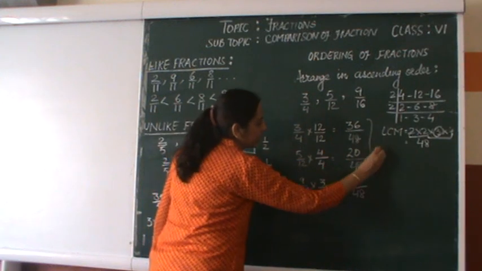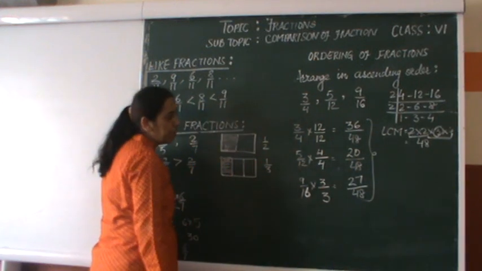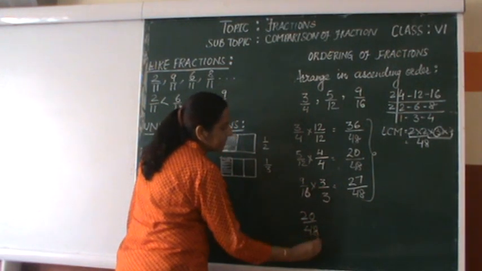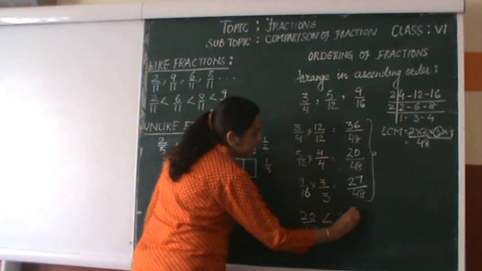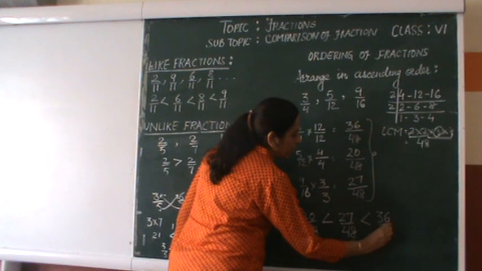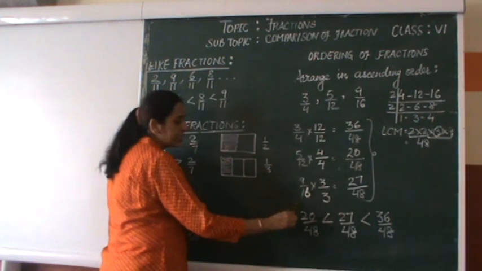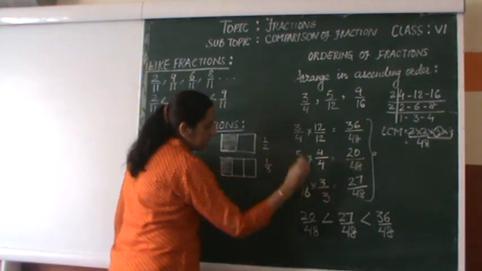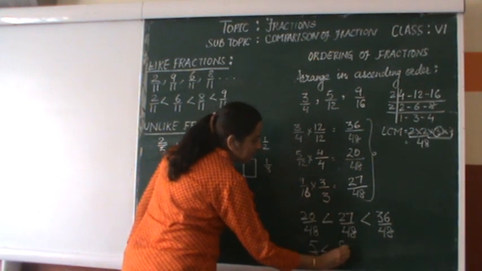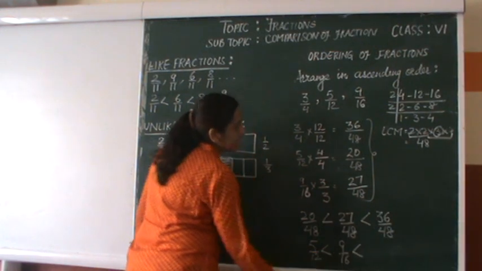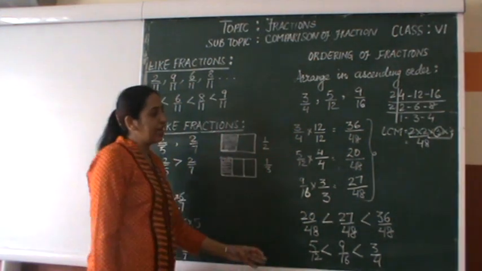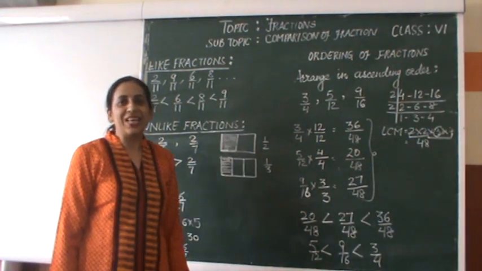Now all these fractions are like fractions. You can compare them. That is, 20 by 48 is lesser than 27 by 48, which is lesser than 36 by 48. Now you can write the original fractions. 20 by 48 has been drawn from 5 by 12, 27 by 48 is 9 by 16, and 36 by 48 is 3 by 4. So in this way we can arrange them in ascending order as well as in descending order.